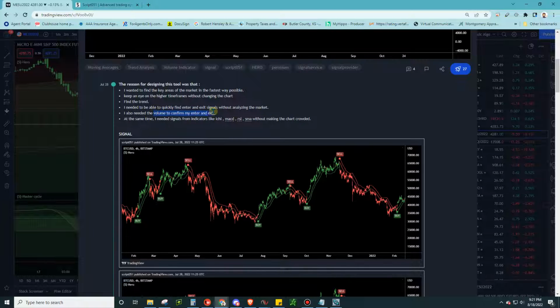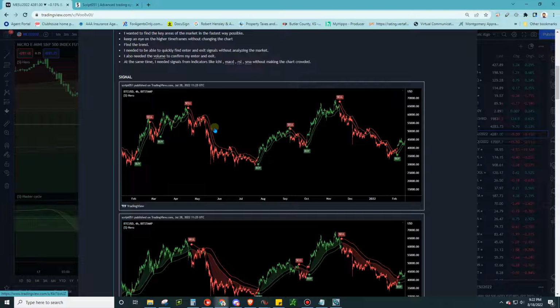He also needed volume to confirm entries and exits. That's something you'll see with almost every good trading system: using the volume to confirm a breakout, using the volume to know whether the market's about to reverse. A very common thing to do, so that's good to see there. At the same time, we needed signals from indicators like the Ichimoku, MACD, RSI, SMA, without making the chart crowded. So I'm going to show you how he did that. He was able to put that into the chart without cluttering the screen. So that was really nice.